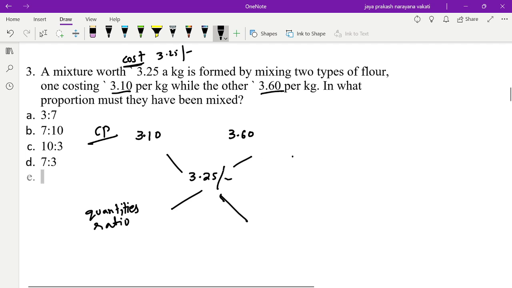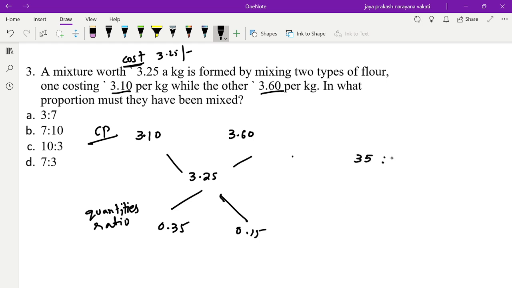So the difference of 3.25 and 3.6 will be how much? So 3.6 minus 3.25 is 0.35, and the difference of 3.25 and 3.10 is 0.15. So it is like I am removing the decimals.